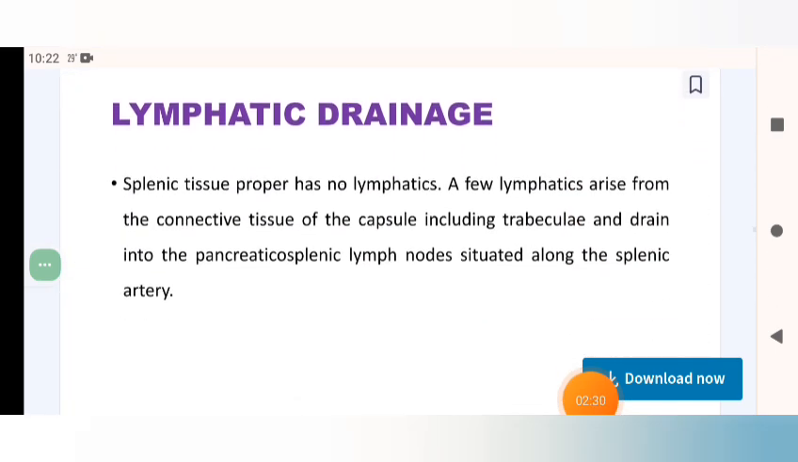Lymphatic drainage. Splenic tissue proper has no lymphatics. A few lymphatics arise from the connective tissue of the capsule, including trabeculae, and drain into the pancreatico-splenic lymph nodes situated along the splenic artery.